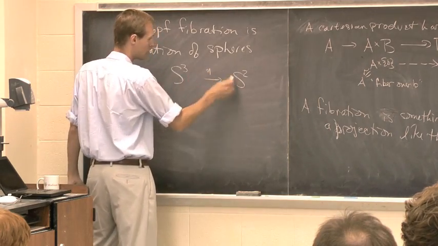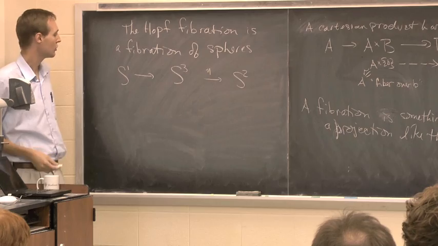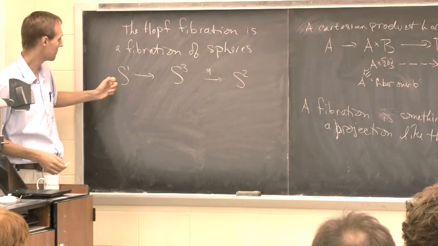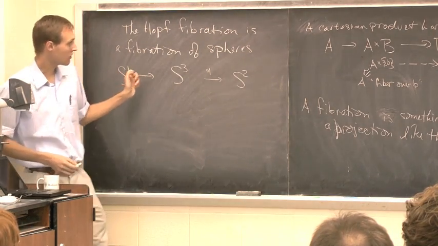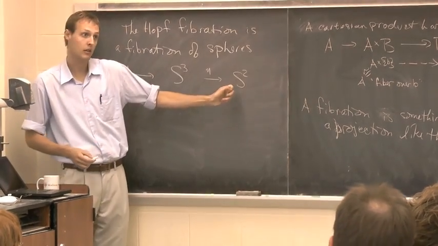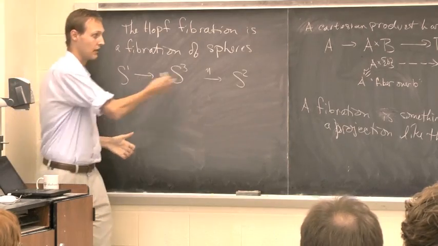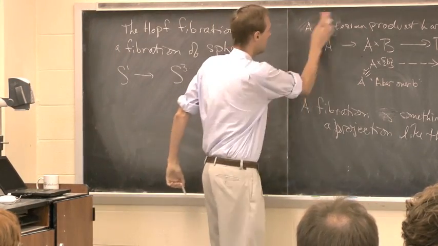The name for the projection from the 3-sphere to the 2-sphere is eta. That's the canonical choice. So what I want to talk about now is how this map eta is constructed and how to see the structure of the 3-sphere by understanding the structure of the Hopf fibration.